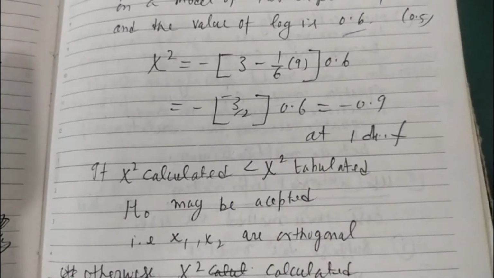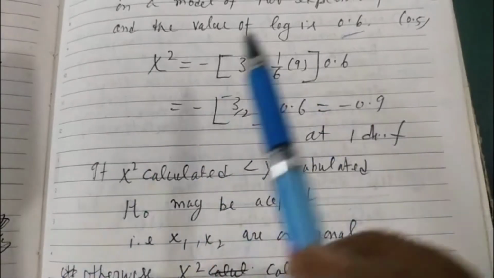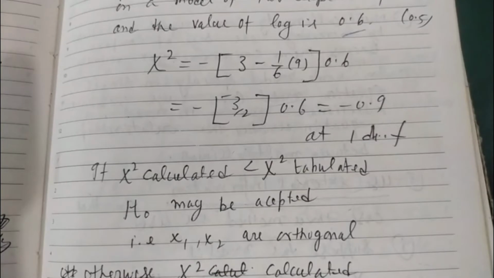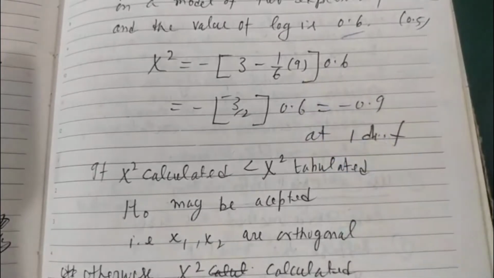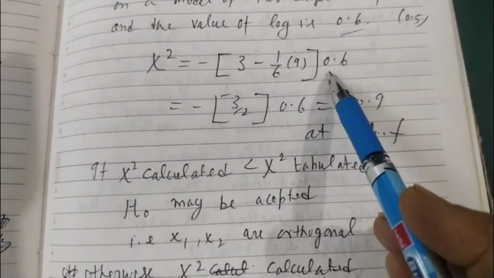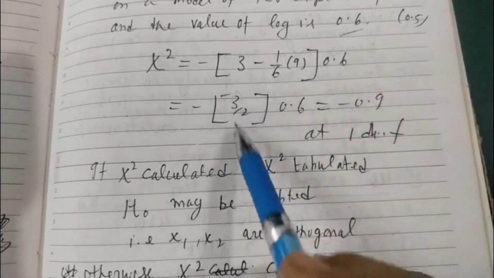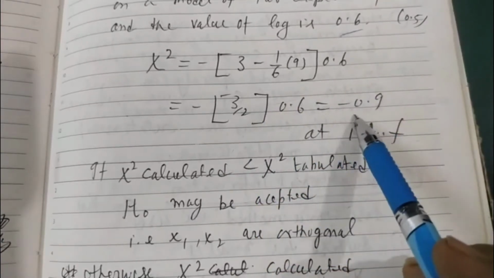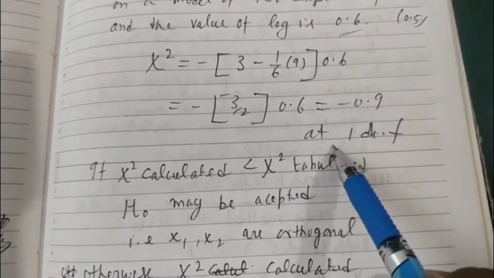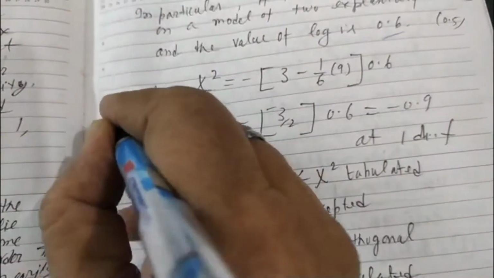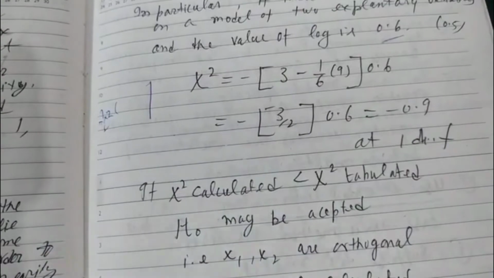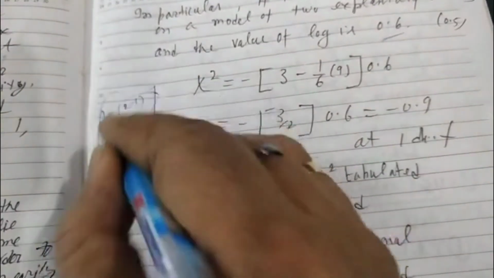In the place of k we put 2, so 2 into 2, 4 plus 5, 9, then it is 9 upon 6, and the value of standardization, taking log of 0.6. Solving this gives 3 upon 2 times 0.6, equal to minus 0.9, at 1 degree of freedom, because here k is 2, and 2 minus 1 becomes 1.